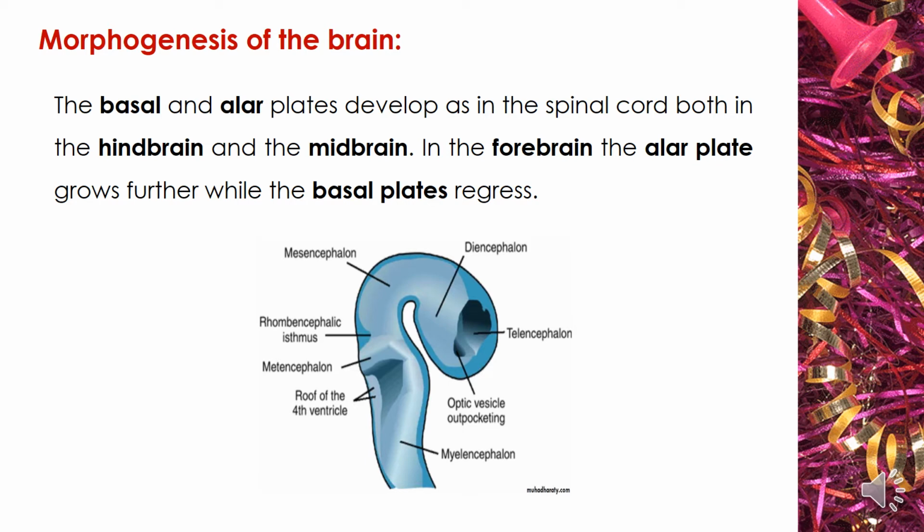Now, the morphogenesis of the brain. The basal and the alar plates develop as in the spinal cord, both in the hindbrain and the midbrain, while in the forebrain the alar plate grows further while the basal plate regresses.